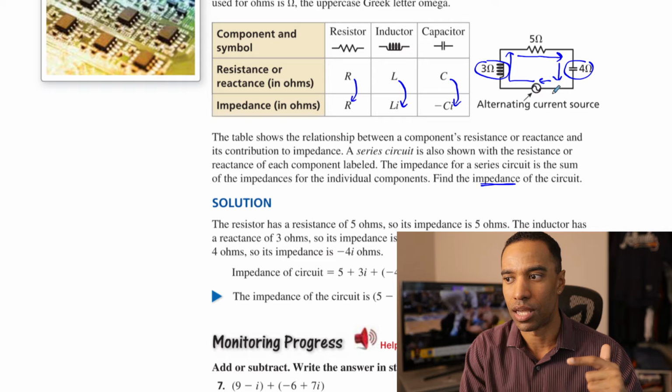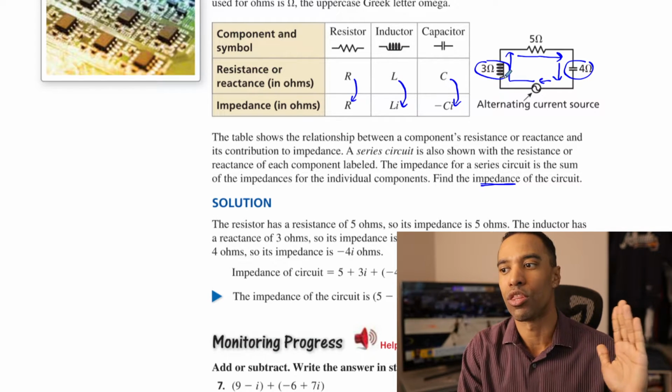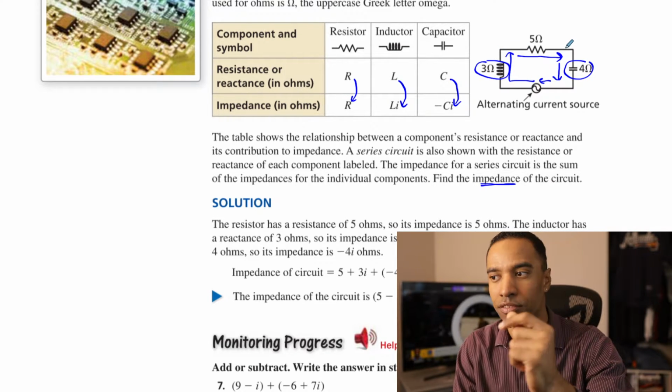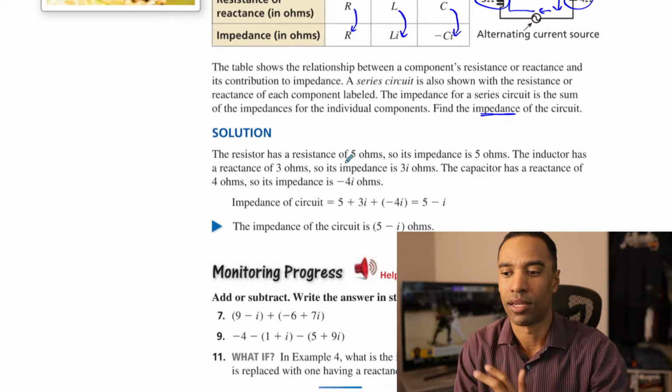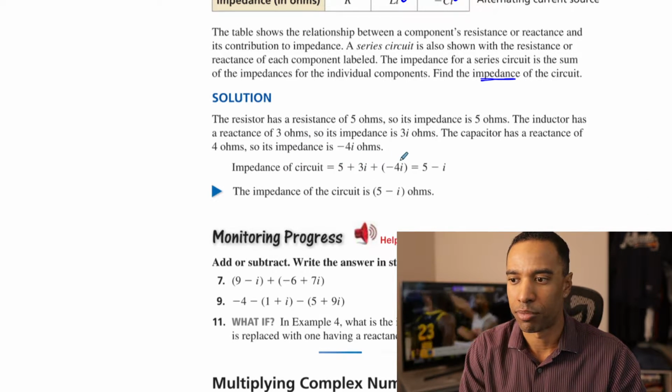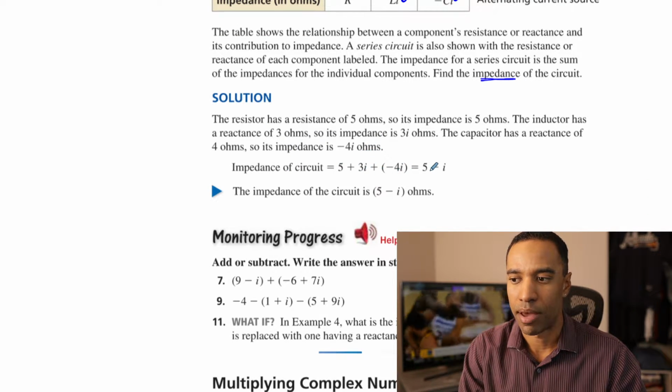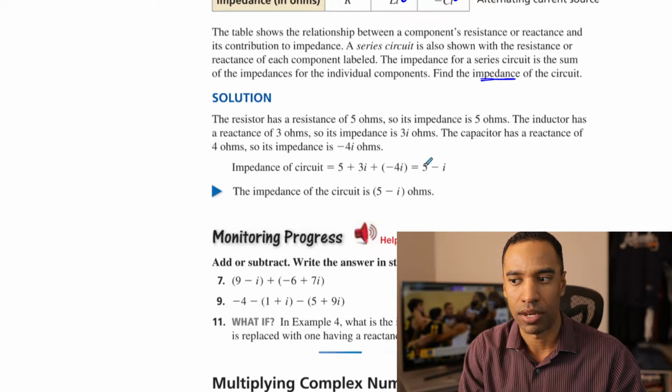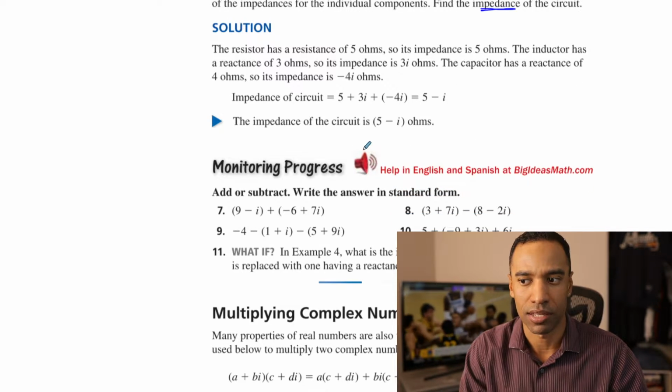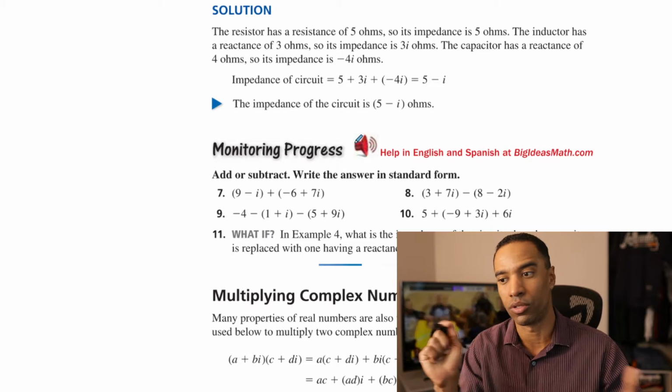There's nothing on this side, but what is 3i plus 5 plus negative 4i? 3i plus 5 plus negative 4i. So 3i minus 4i is negative i, and that's where they combine. You get 5 minus i. That's the impedance of the circuit. It's actually literally using this stuff.